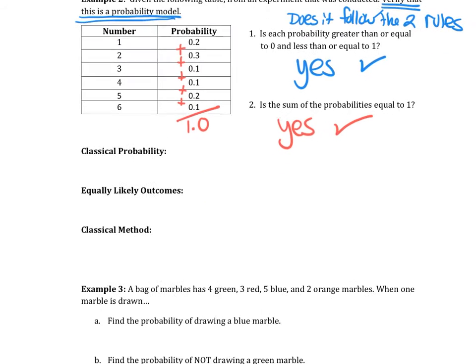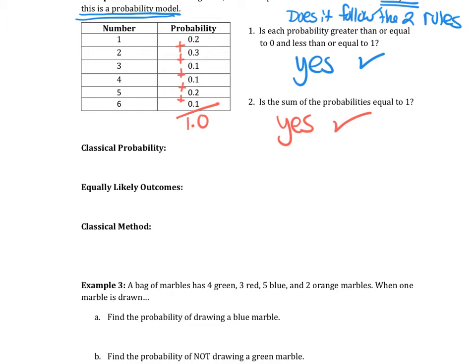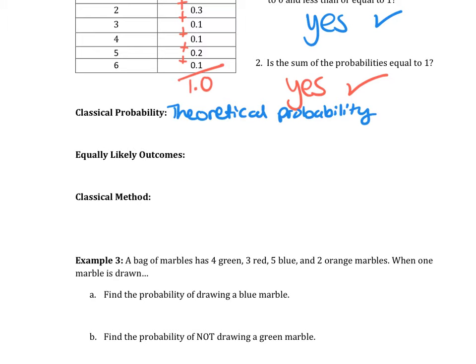All right, so today we're going to be focusing on classical probability. It's also called theoretical probability. So these 2 terms or names are used interchangeably, so make sure you're familiar with both of them. Classical probability is just when we use counting techniques to calculate the probability of what should happen mathematically.